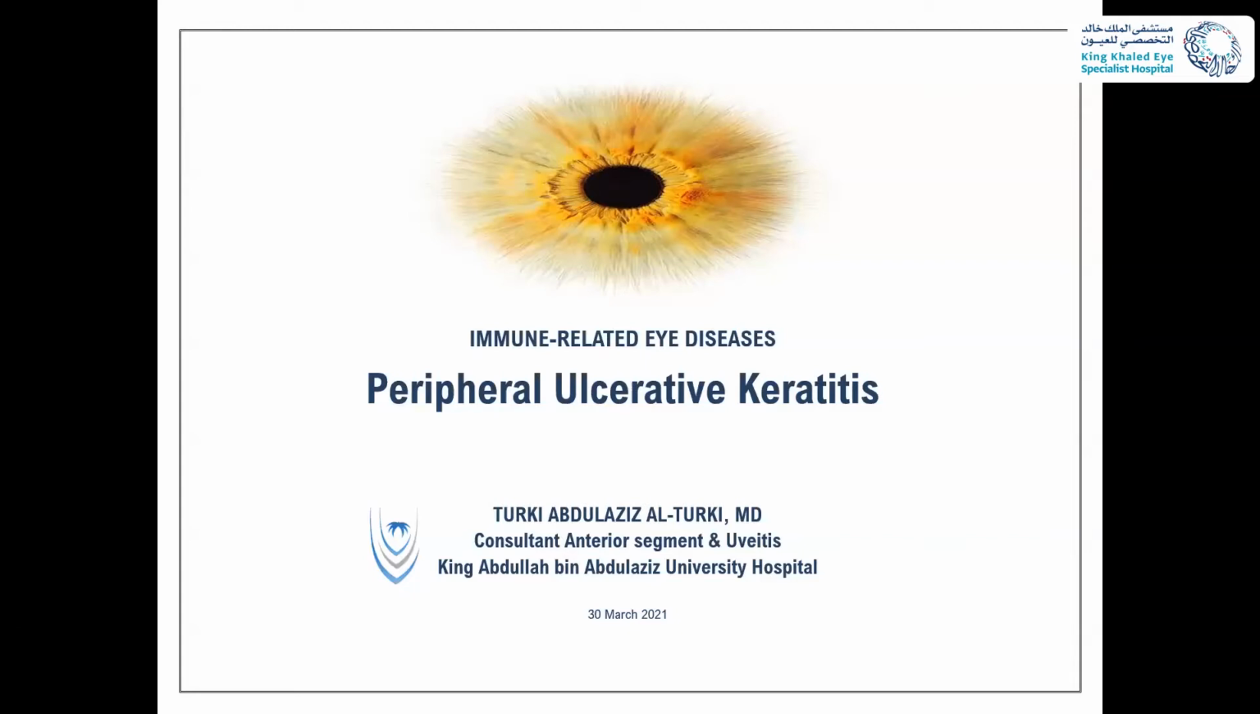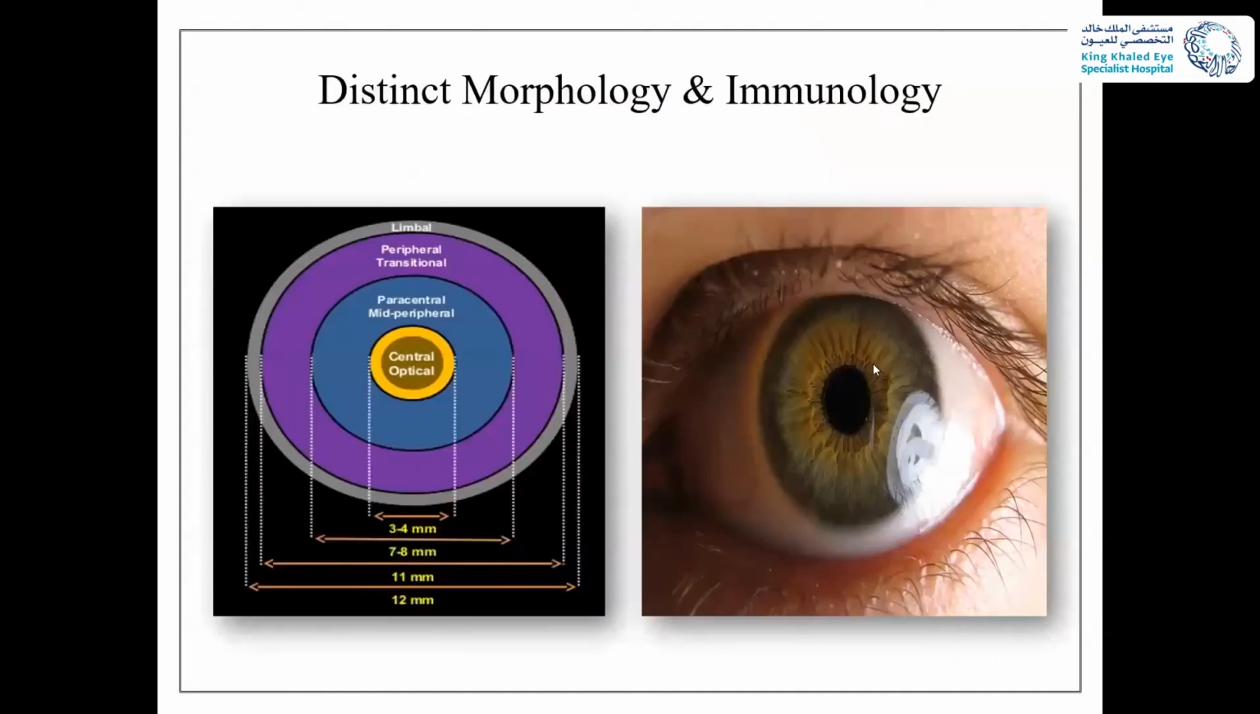It gave me great pleasure to present this extremely important topic about peripheral ulcerative keratitis. We will be starting by talking about the distinct morphology and immunology of the corneal limbus. Understanding the distinct morphology and immunology will help us understand the pathophysiology of peripheral ulcerative keratitis.